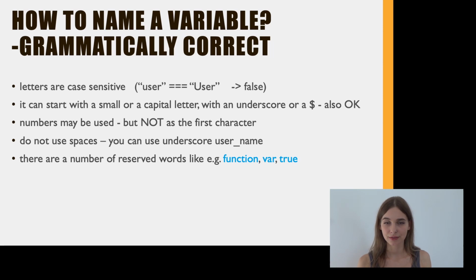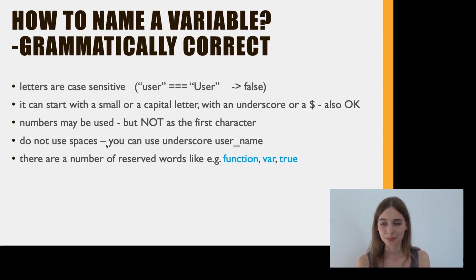A variable can start either with a small or with a capital letter, with an underscore or a $ sign. This is all good. It's just not very common, I guess. Mostly a small letter, not an underscore, and probably not a $ sign in the case of JS. Numbers may be used. Yes, we're good to go with a digit as a character in our variable's name, but not as the first one. What's more, do not use spaces. If you want to use spaces, use an underscore, like in the example, user_name.